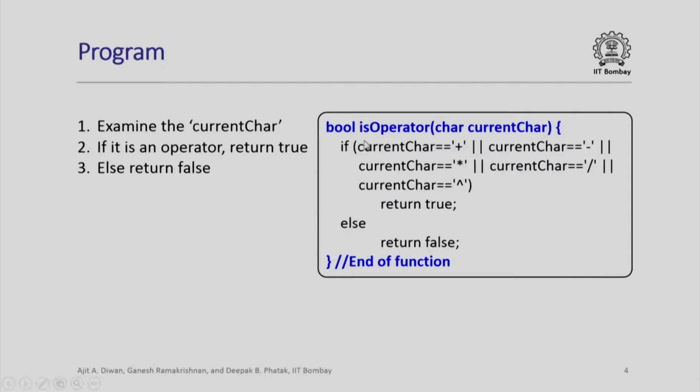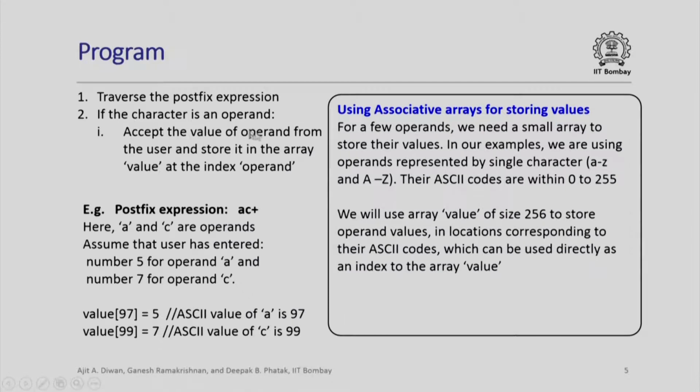Let us look at the is operator function. What is the objective? Examine the current character. If it is an operator, return true, else return false. So, very simple. Our operators for the current example are plus, minus, star, slash or raise to. If the current character is any one of these, it will return true, else return false. Simple logic.